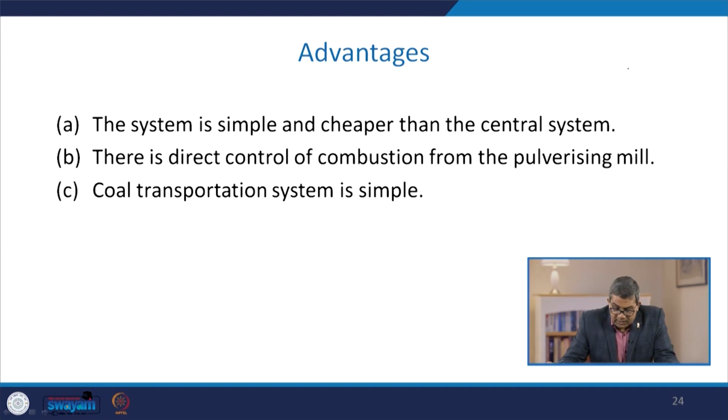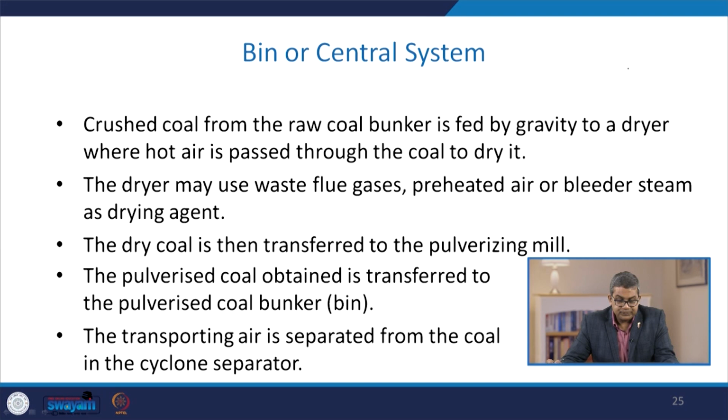Now there are various advantages attributed to this type of system. The system is simple, and there is direct control of combustion from the pulverizing mill. Also, the coal transportation system is extremely simple.